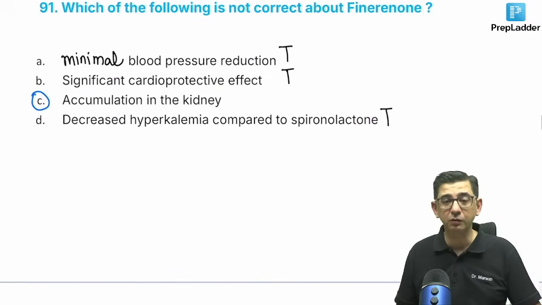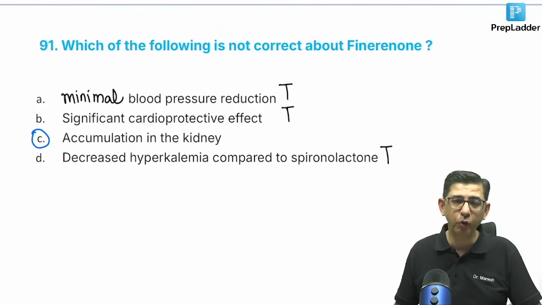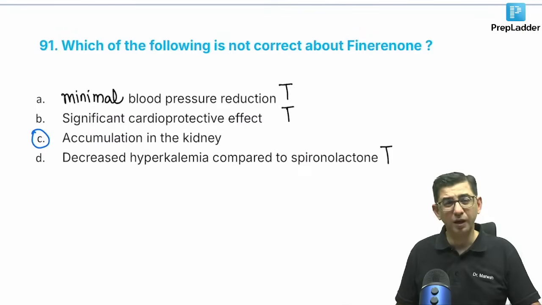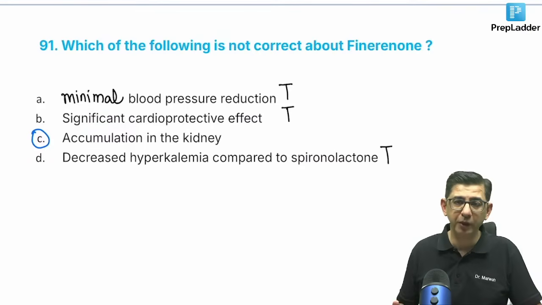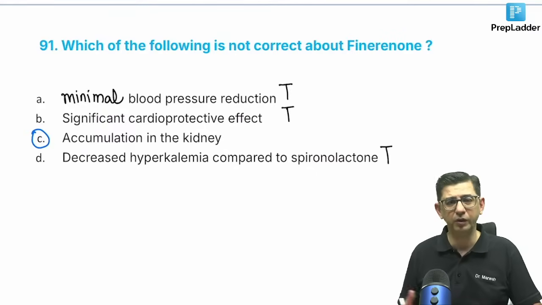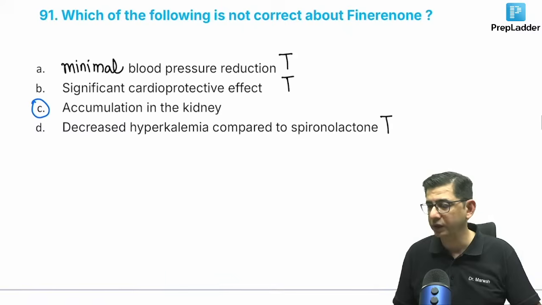Finerenone is one of the nephroprotective drugs in diabetic nephropathy. It reduces the incidence of increased cardiovascular mortality, without causing a significant drop in blood pressure. I mean, the beauty of the drug is a 3 to 5 millimeter fall in systolic blood pressure, and therefore it reduces the afterload on the heart. So there are three correct statements except the C option, which looks to be wrong in this particular case.